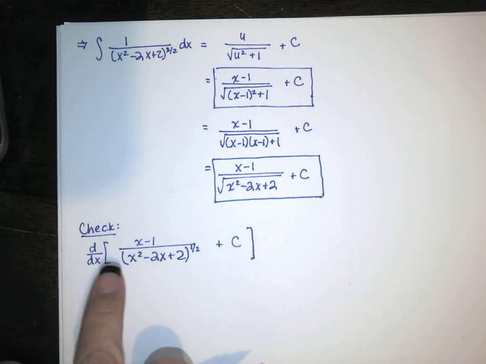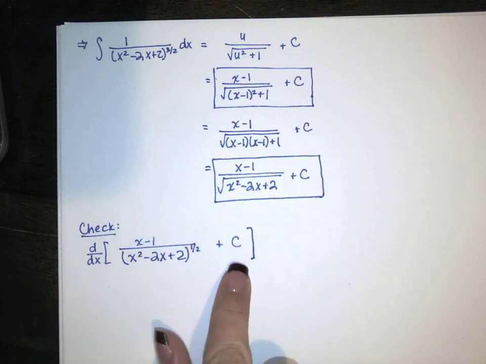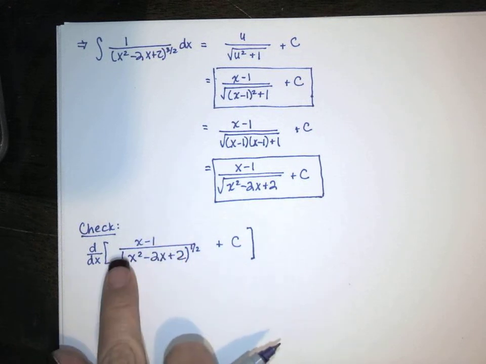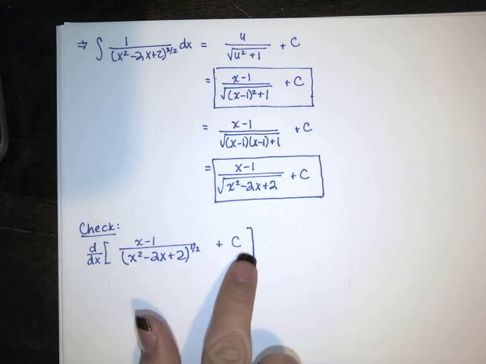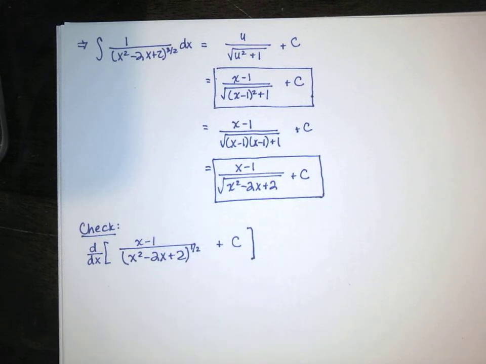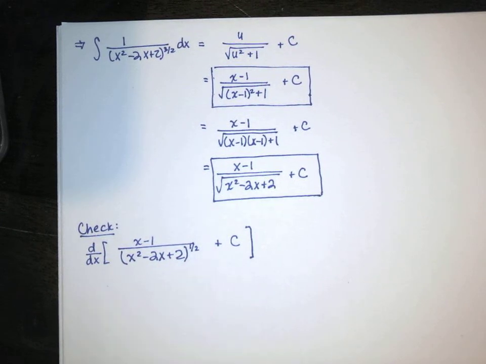Alright, so I've got the derivative with respect to x of this. Derivative of the sum is the sum of the derivatives. Take the derivative of the first and add the derivative of the second. Derivative of the constant is 0. How do we take the derivative of this? You guys remember?